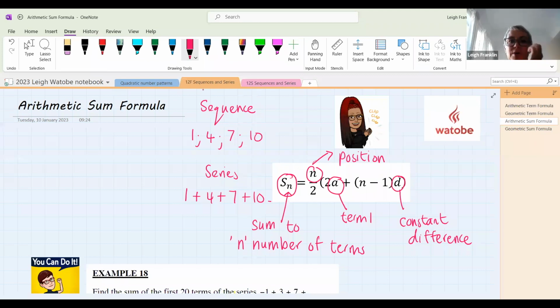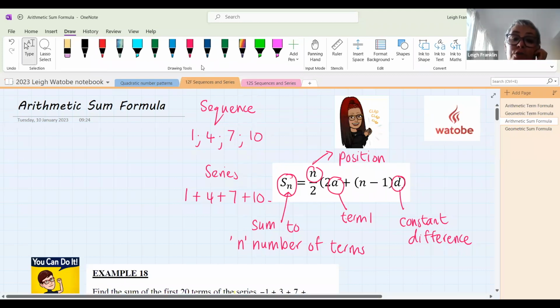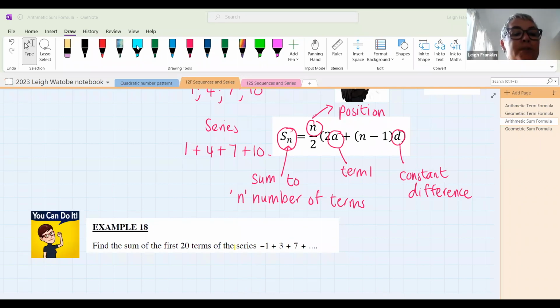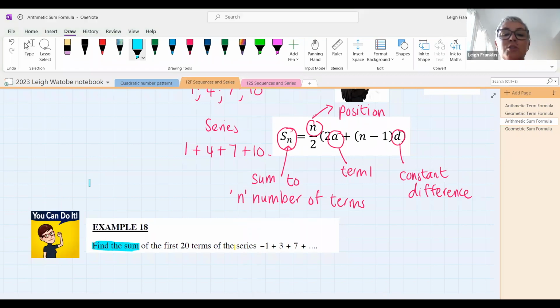Okay, so this is the formula that we are going to be substituting in when it is appropriate for us to do so, and that would be when we are working out a sum to a certain number of terms. Okay, so let's have a look at the first example. They want us to determine or find the sum of the first 20 terms of the series. So the clue here is that they have used the words find the sum. So find the sum means we've got to use our Sn formula.